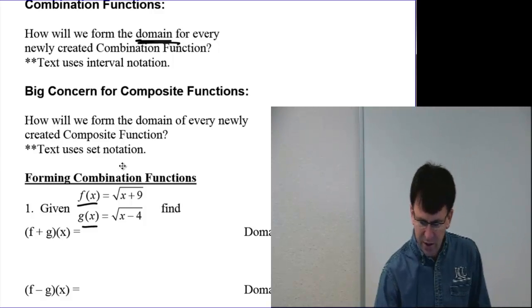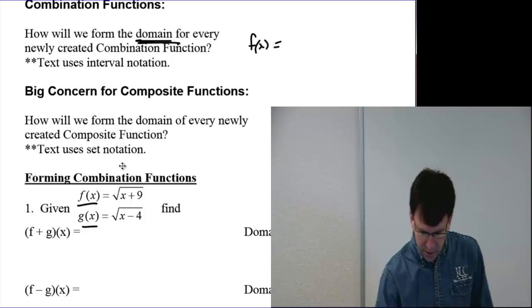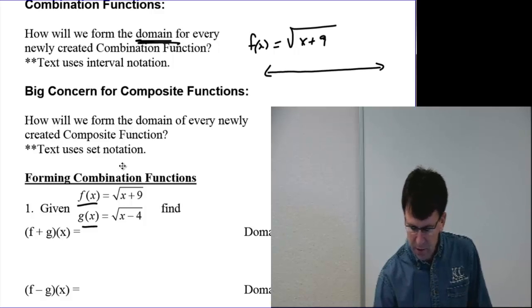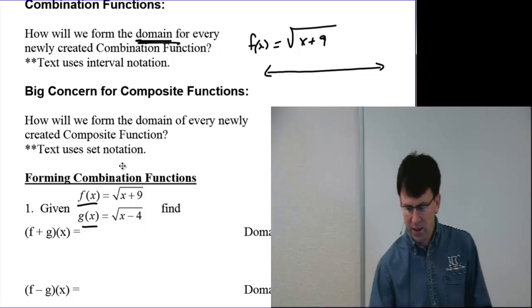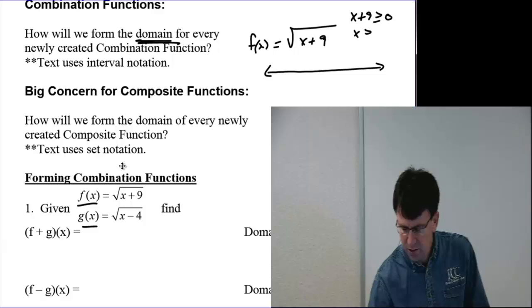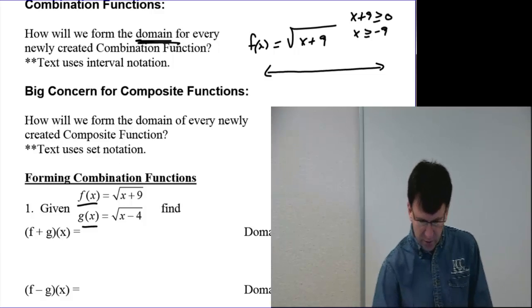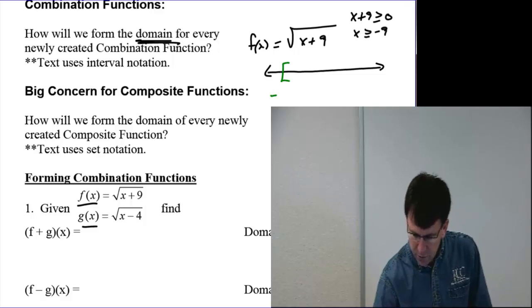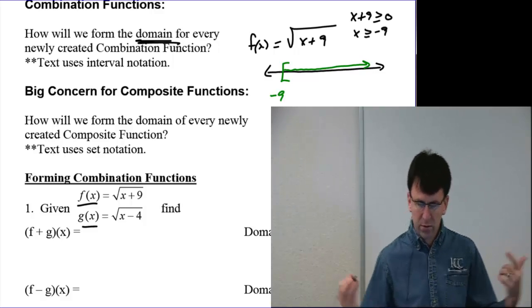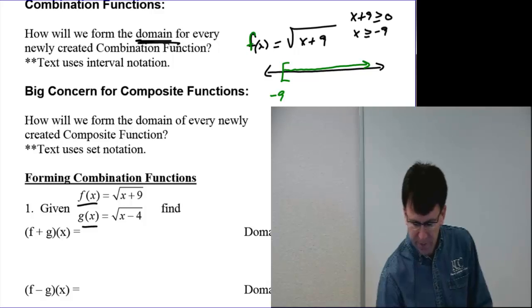If we have an f of x function that is the square root of x plus 9, and I put this on a number line to graph my domain, x plus 9 has to be greater than or equal to 0, which means x has got to be greater than or equal to negative 9. So I could come out here to negative 9, and the green line represents the allowable domain for my f function.